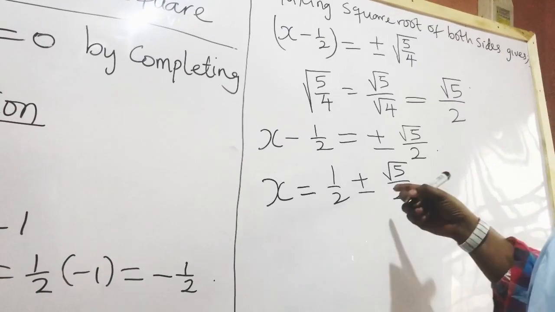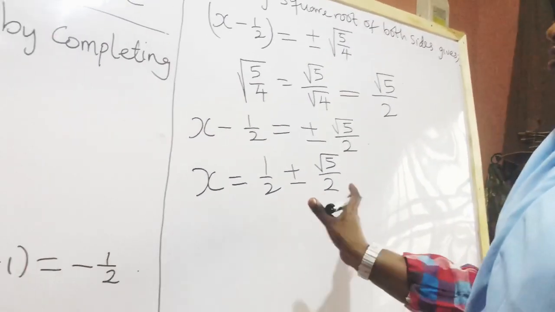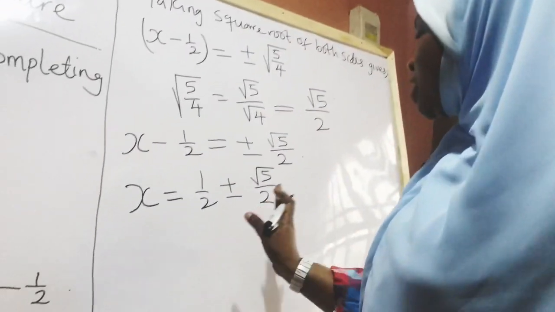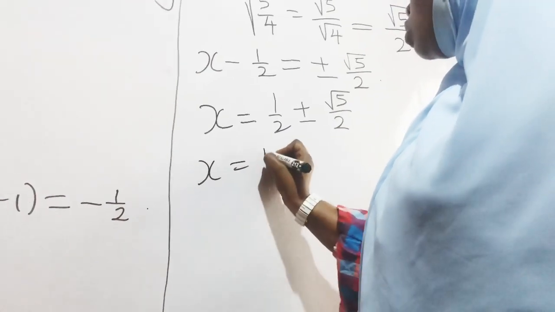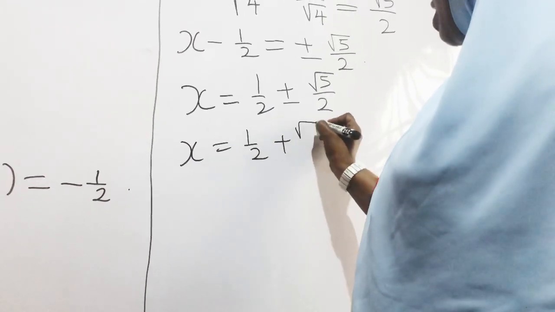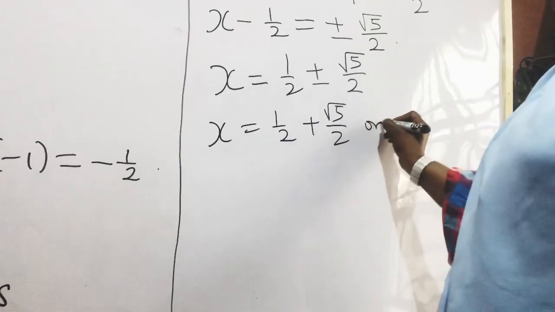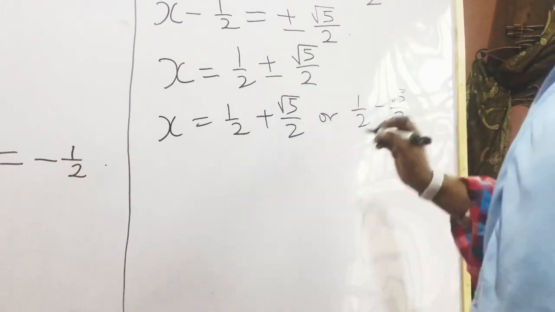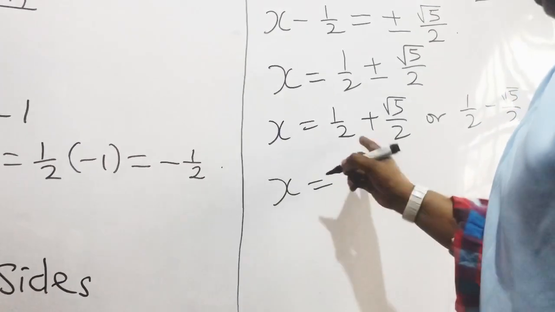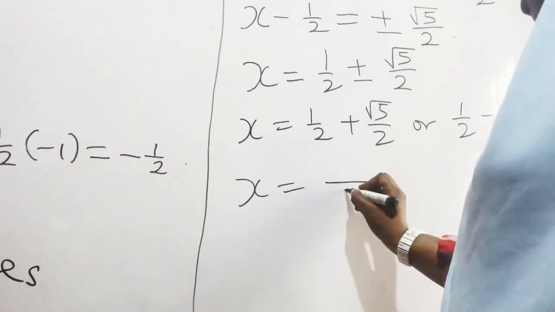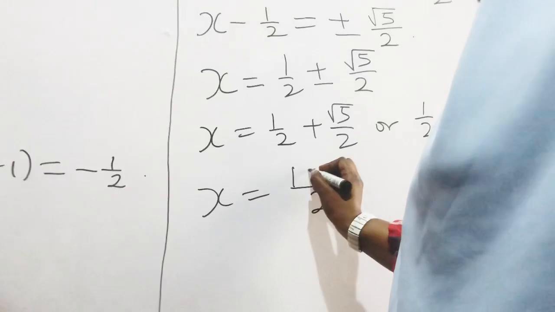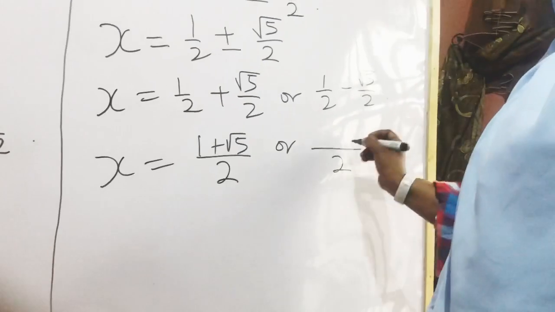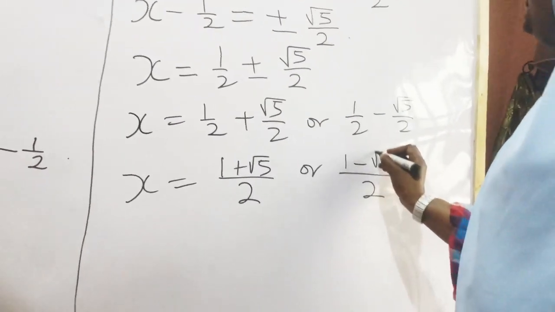I told you that we usually have two solutions for a quadratic equation, and those solutions are known as the roots of the quadratic equation. So here x is equal to 1 over 2 plus root 5 over 2, or 1 over 2 minus root 5 over 2. Find the LCM of 2 and 2, which is 2. So we have 1 plus root 5 over 2 as denominator, then 1 minus root 5 over 2.